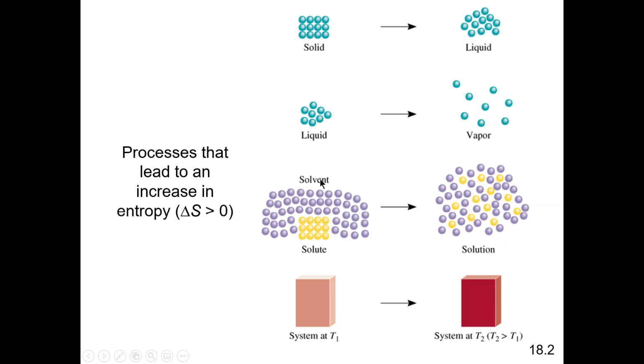Going from a solute plus solvent to give a solution also increases disorder. And even if you have no chemical reaction, but let's say you have a substance at a temperature T1, and then you increase the temperature to T2, where T2 is greater than T1, the system at T2 would be more disordered compared to the system at T1, because the particles would have a greater amount of energy, more vibration, more movement, and therefore more disorder, and therefore greater entropy. These are just some physical processes where you have an increase in entropy taking place.